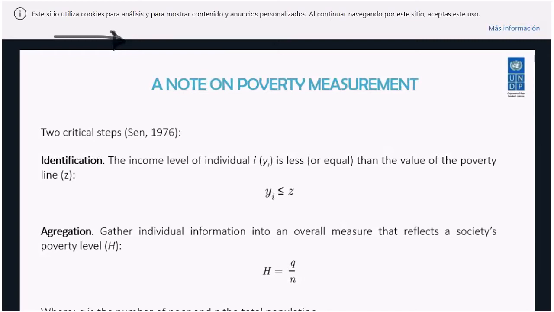I would like to make a final note on poverty measurement. Why? For 2 main reasons. The first one is that from the very beginning we have been talking about impacts and effects of fiscal reforms, of changes in fiscal instruments, and their effect on poverty.